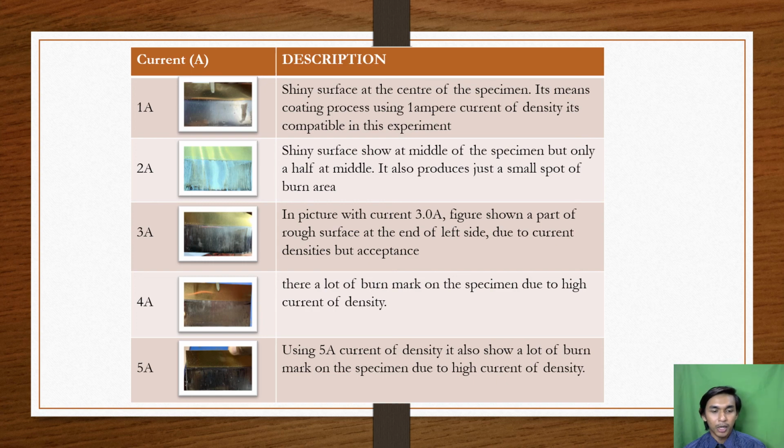For the 4 ampere current density, there are a lot of burn marks on the specimen due to high current density. For the 5 ampere current density, it also shows a lot of burn marks on the specimen due to high current density.